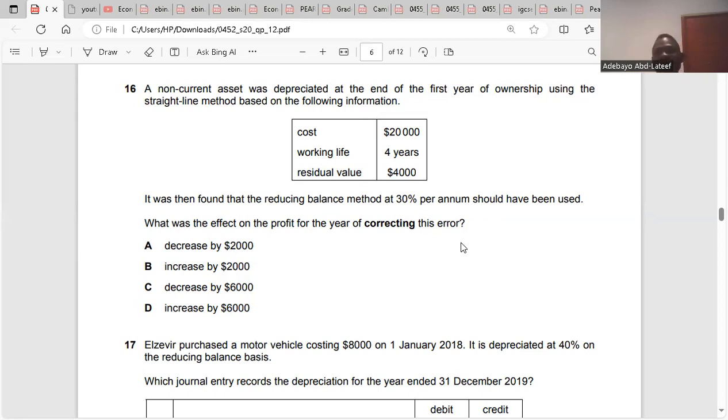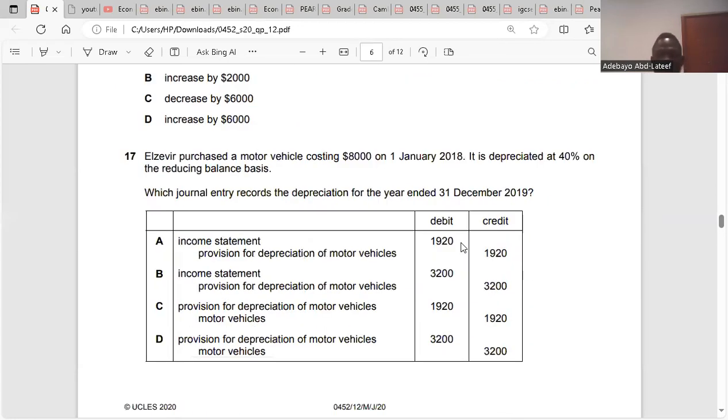Do you want to check or what? Okay. Question 17. Ezeve purchased a motor vehicle costing 8,000 on 1st of January 2018. It depreciated at 40% using reducing balance method. Which journal entry records the depreciation for the year ended 31 December 2019?